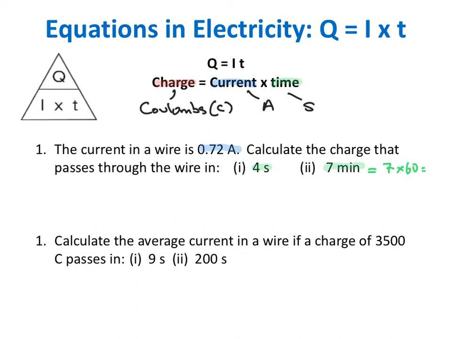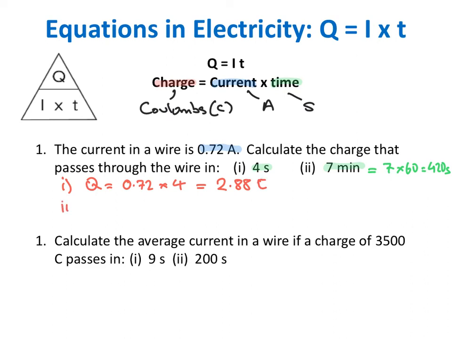So that equals 420 seconds. Okay, so that's going to allow us to do part 2. So let's do one first. So charge Q is going to equal the current, which is 0.72, times time, which is only 4, so that equals 2.88 coulombs. Don't forget your units, please.